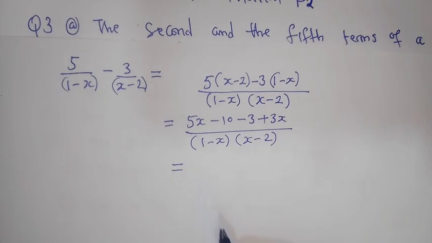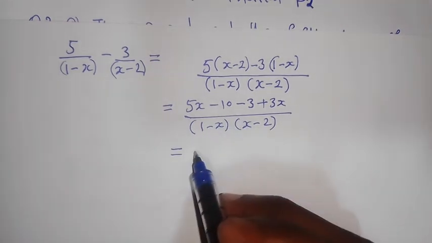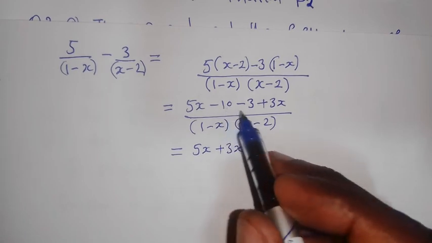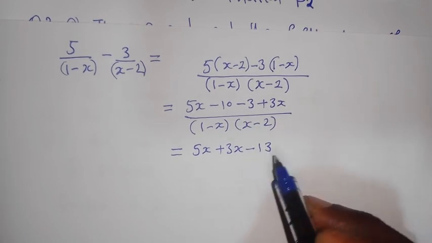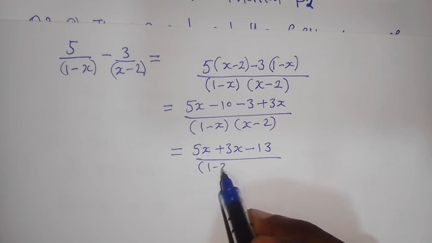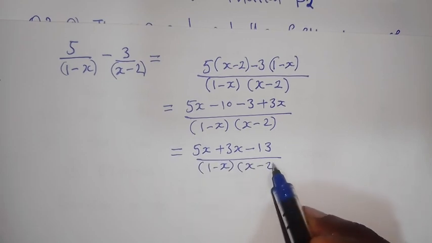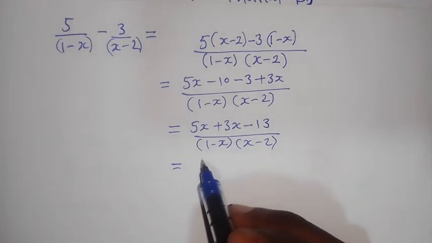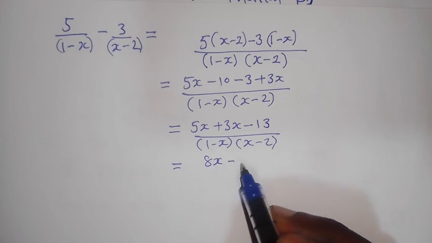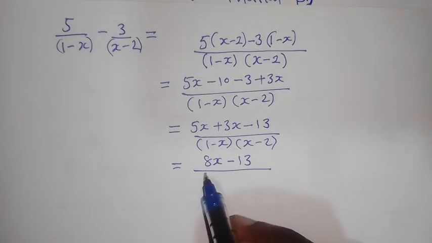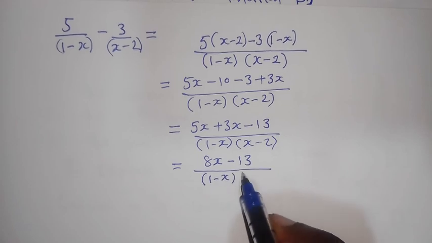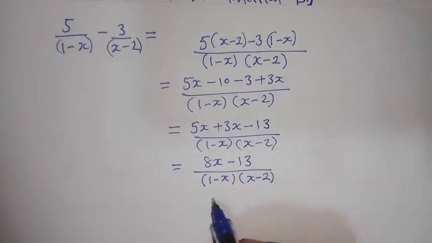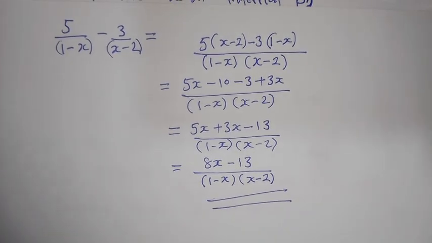So from there now, we're going to collect the like terms. So 5x plus 3x, negative 10 minus 3, this is negative 13, over 1 minus x, then x minus 2. So we can add them: this is 8x minus 13 over 1 minus x, then x minus 2. So this is how you can answer this one or express it as a single fraction.